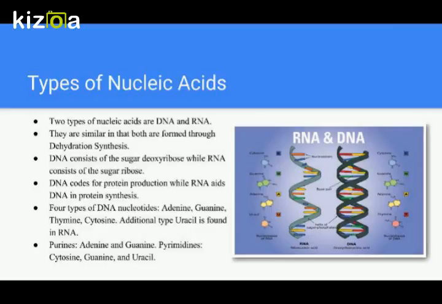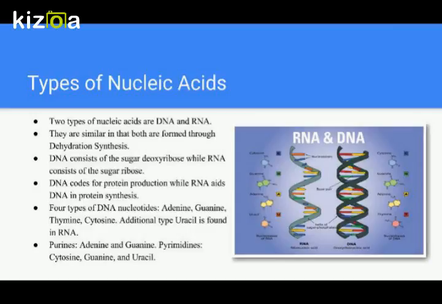Nucleic acid types. The 2 types of nucleic acids are DNA and RNA. Both are formed through dehydration synthesis, or the cleaving of hydrogen from the phosphate of one nucleotide and a hydroxyl from the sugar of another, removing water and forming a covalent bond. DNA is made of the sugar deoxyribose and codes for protein production, while RNA is made of the sugar ribose and aids DNA in protein synthesis.